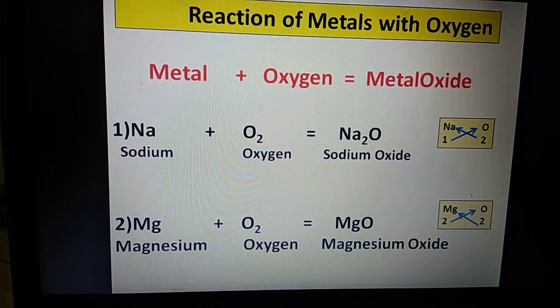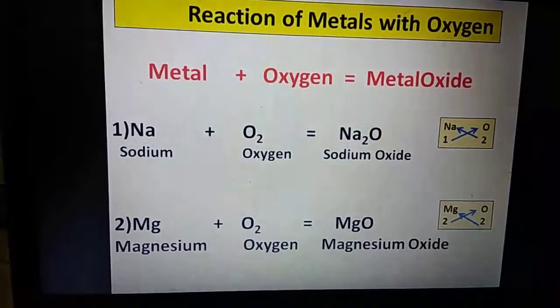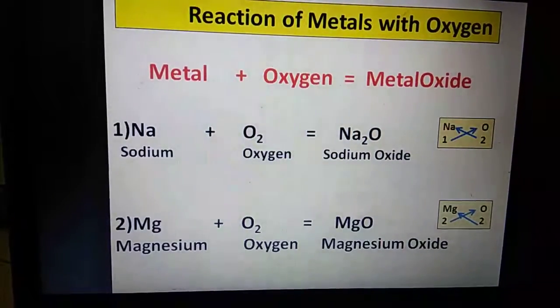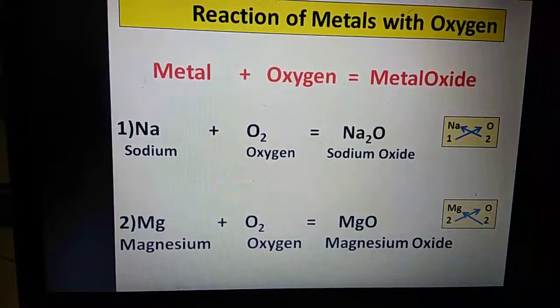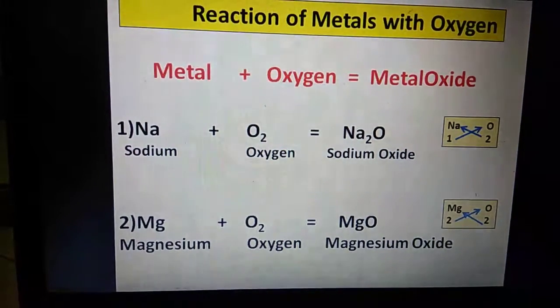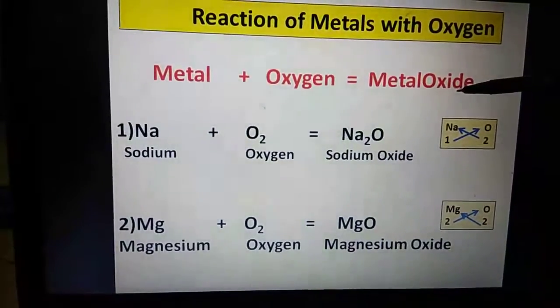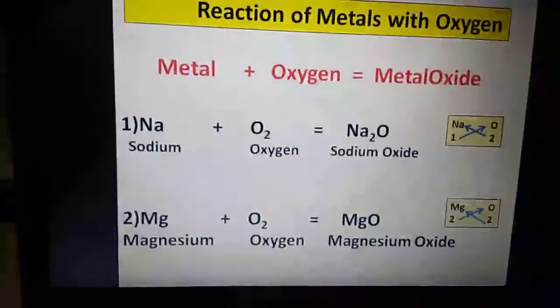Now in this reaction of metals with oxygen, children, you have to remember the first very important thing, that is this basic formula. So this basic formula will help you to write all the metals' reactions with oxygen. First, metals react with oxygen to form metal oxide. Remember this thoroughly, that metals react with oxygen to form metal oxide. Are you getting that? So we come to the first metal, that is sodium.